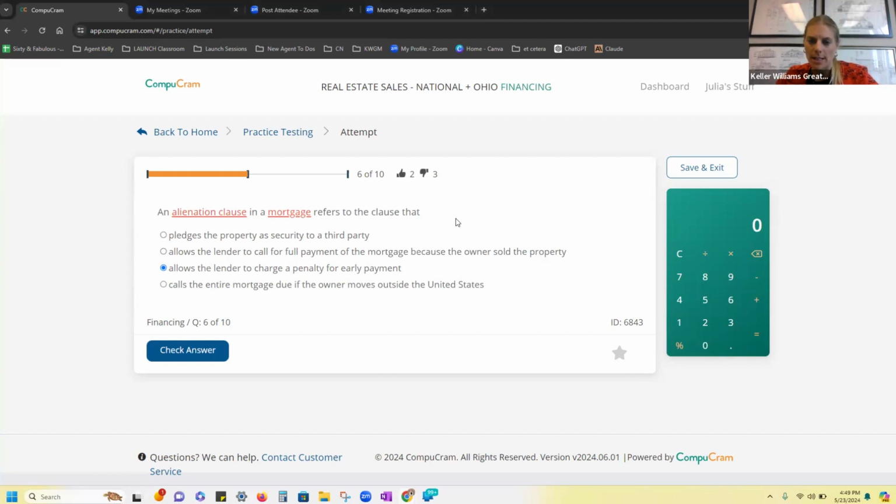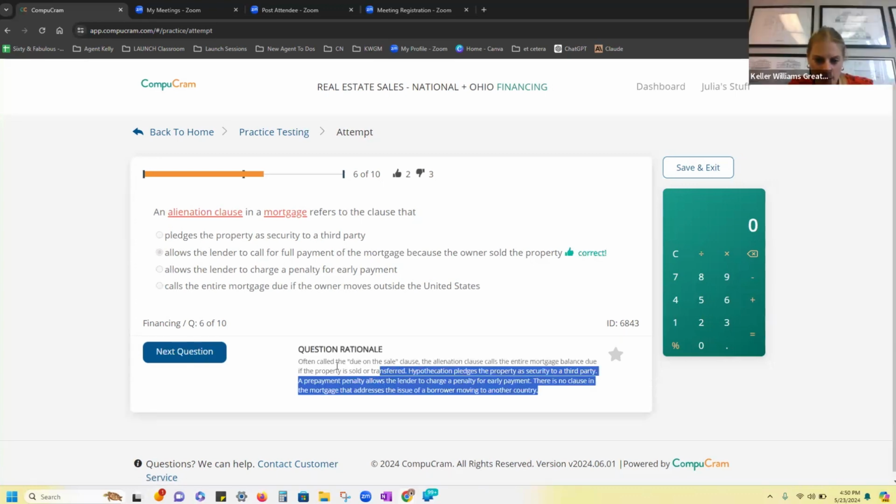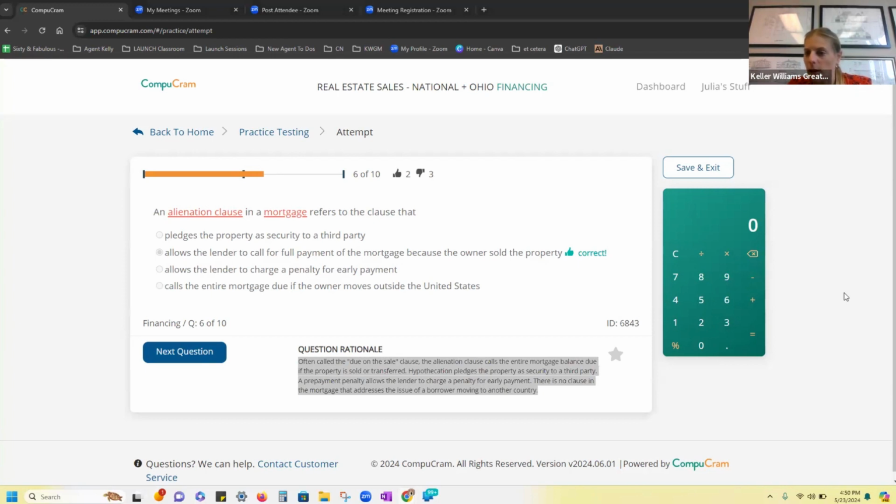So an alienation clause in a mortgage refers to the clause that A, pledges the property as security to a third party, B, allows the lender to call for full payment of the mortgage because the owner sold the property, C, allows the lender to charge a penalty for early payment, or D, calls the entire mortgage due if the owner moves outside the United States. I think it's B. You are correct. Good job. Which is often called the due on sale clause. The alienation clause calls the entire mortgage balance due if property is sold or transferred. Cool. So alienation clause equals due on sale clause.